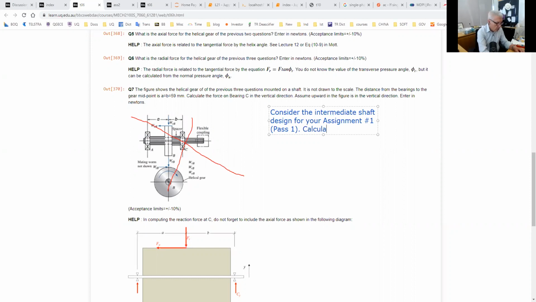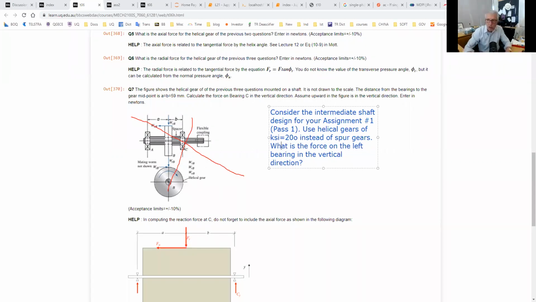Calculate the force. Assume, use helical gears of, let's say, X, just making it up, instead of spur gears. What is the force on bearing C in the vertical direction? Or what's the force on the left bearing in the vertical direction?